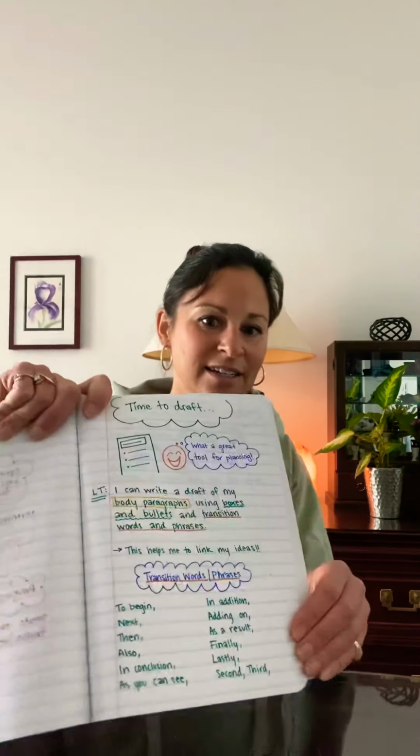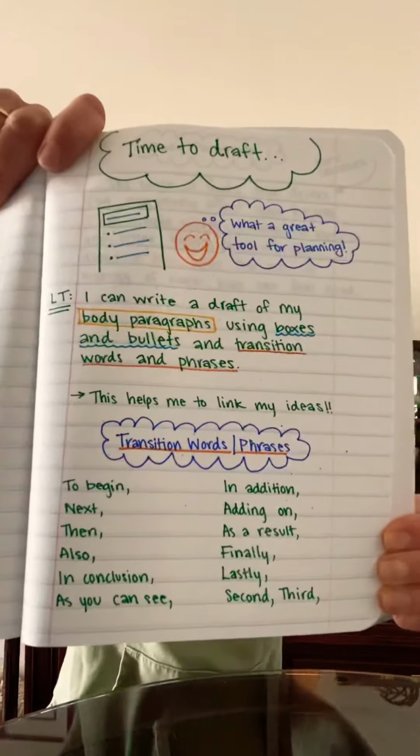I hope that you and your partner discussed some, maybe the same ones that Hops, Barley, and I discussed. Okay, so I have a list of them in my notebook, so that is available to you on Schoology. If you have thought of some more, you can add to your own personal list. So transition words and phrases might include to begin, next, then, also, in conclusion, as you can see, in addition, adding on, as a result, finally, lastly, second, third, those types of words. So here is my list. Again, this will be in Schoology. You can create your own.